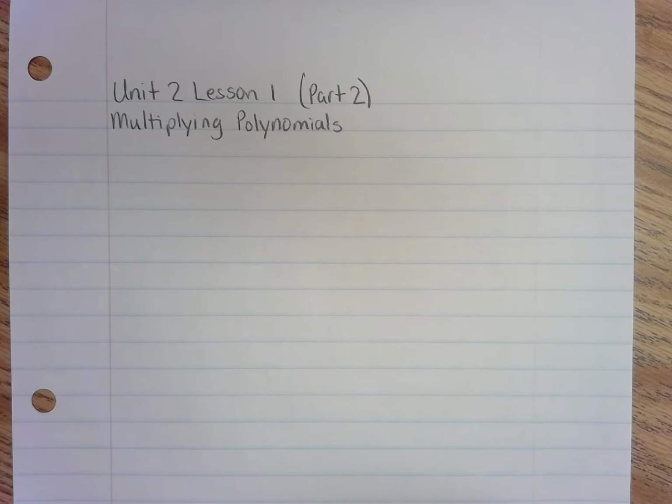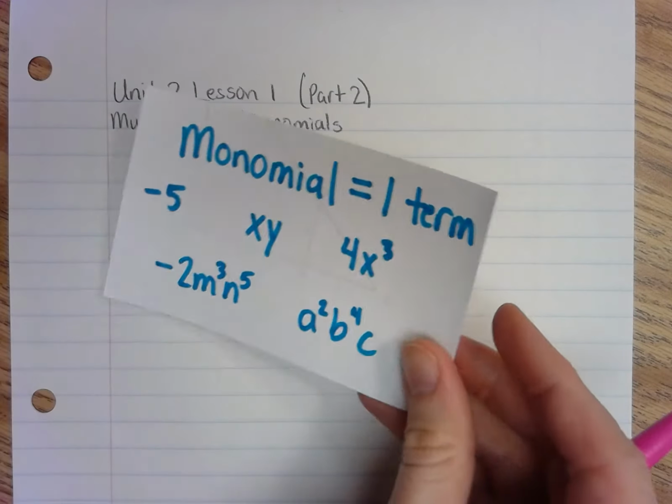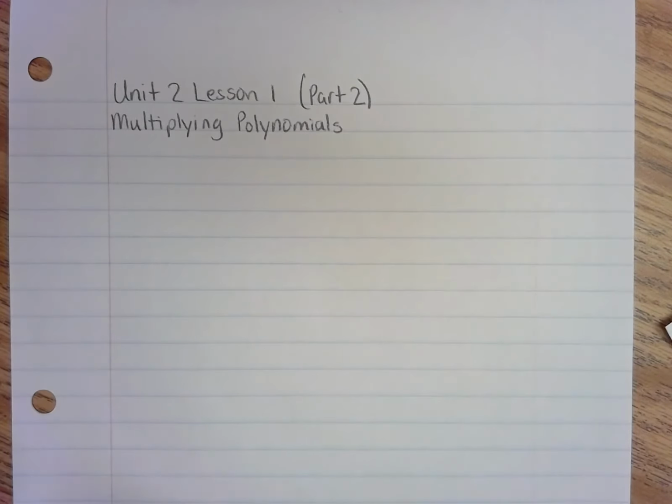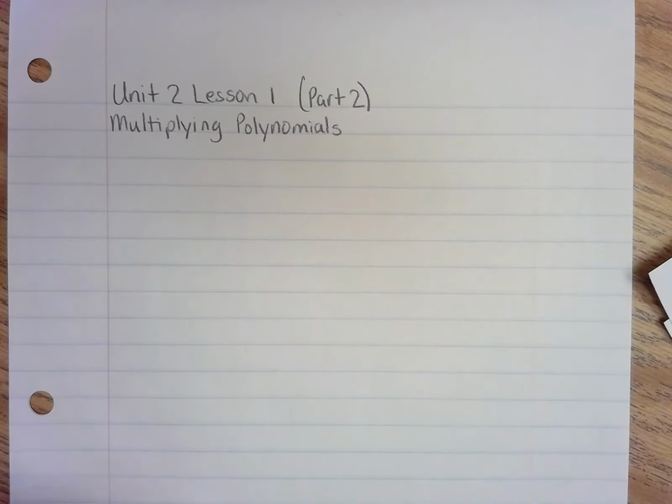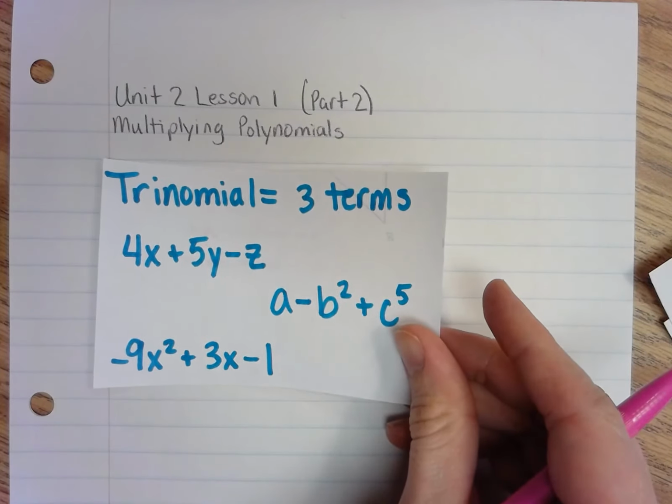In this video, you will learn how to multiply polynomials. We will specifically be multiplying binomials times trinomials, as well as trinomials times trinomials. Remember, when naming polynomials, a monomial has one term, a binomial has two terms, and a trinomial has three terms.